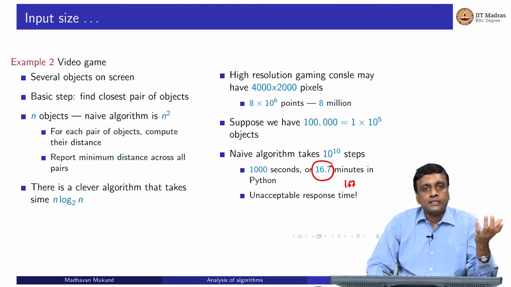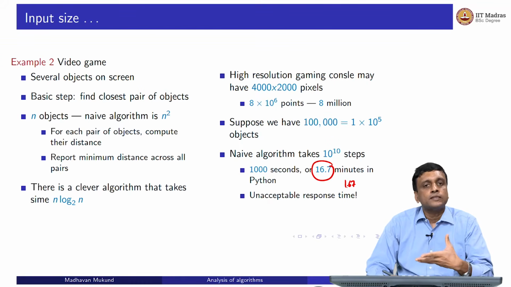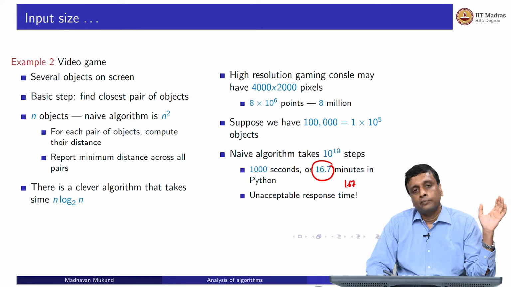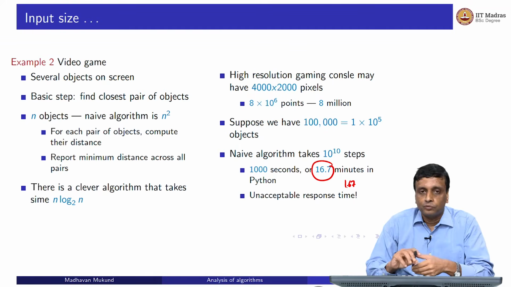So this is why an n-squared algorithm will be totally useless in this scenario. Because as a user of the system, you expect a response time which is almost instantaneous so that you can play it in real time. You cannot make a move and then go back and sit for half a minute or 1 minute and then come back and make another move.